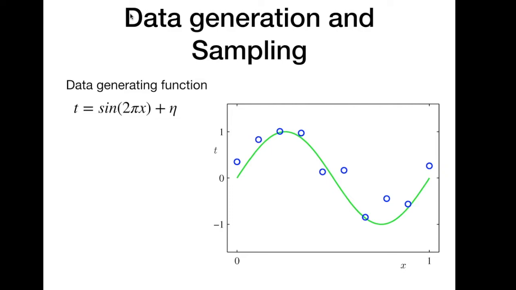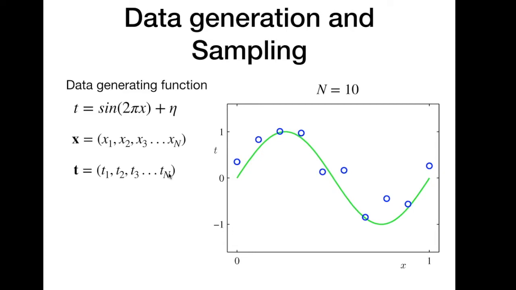So formally, we can write a data generation process as t equals sine 2 pi x plus eta, where x is the input, eta is the noise, and t is the output, while sine is the underlying generation function. Now let's say that you have access to only 10 points that are obtained using this function. In vector form, the input for 10 points can be written as x equals x1, x2, x3 to xn. Similarly, the output can be written as a vector t, which is t1, t2, t3 up to tn, and n is equal to 10 in our case.